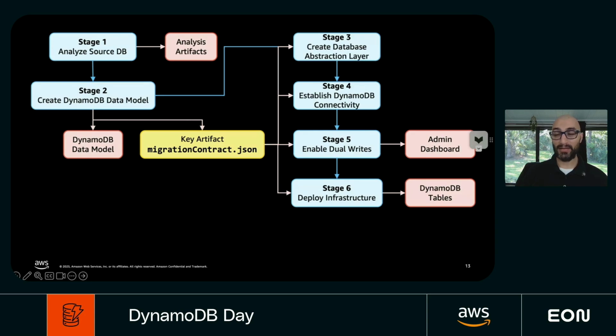And finally, at the end of this stage, you will have DynamoDB tables and an infrastructure ready for the data movement. So you have to decide when you move from one side to the other, starting at stage number 7, when you migrate your data.